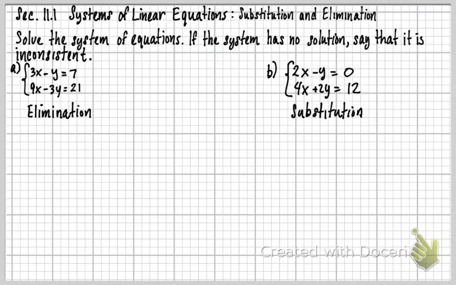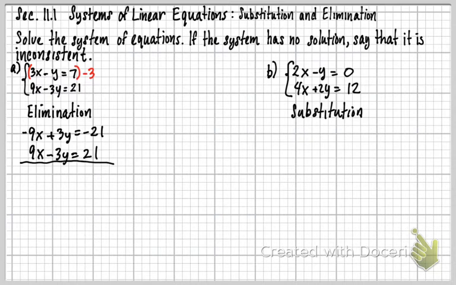to make my x's or y's opposites. So I'm going to make my x's opposites. So I'm going to take this top one and multiply it by -3. So that's going to give me -9x plus 3y equals -21. And then the bottom one I'm just going to bring down. Just bringing that one down, I didn't do anything to it. So that's going to be 9x minus 3y equals 21.